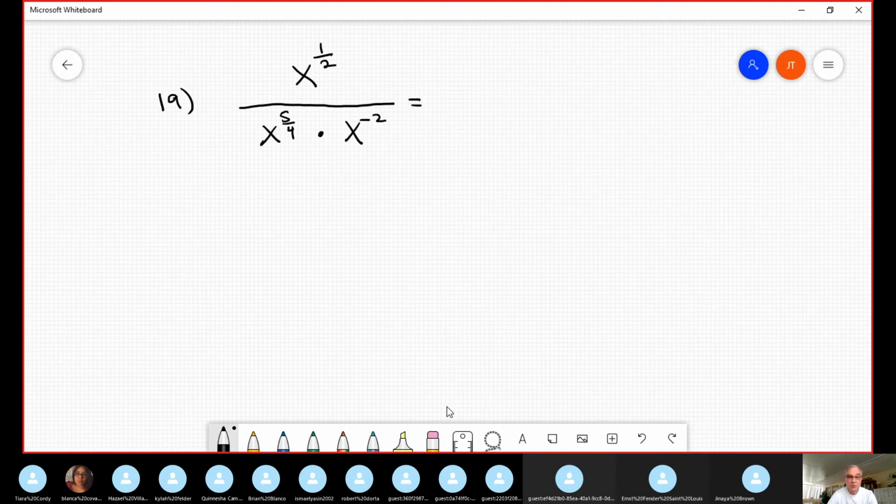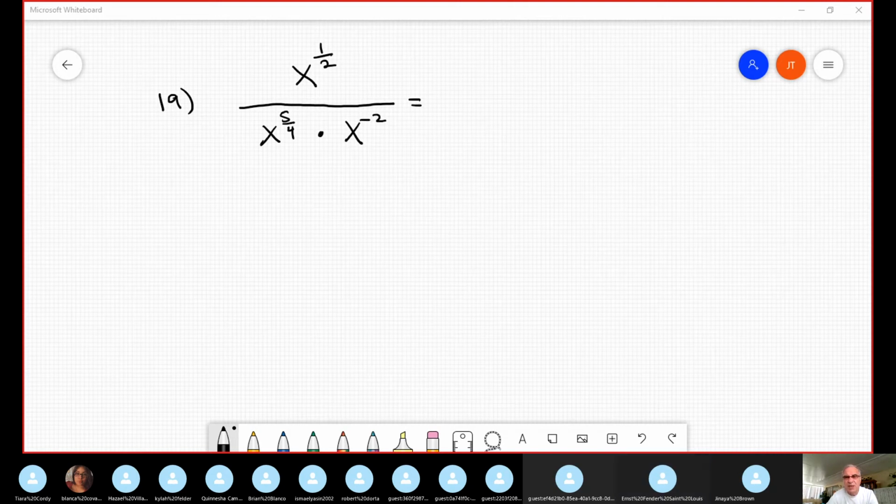What should I do? Always it's the same. What is the first step to make that problem easy? Okay, what is the first? LCD? No, LCD is when you are adding or subtracting. Rule of the exponent.